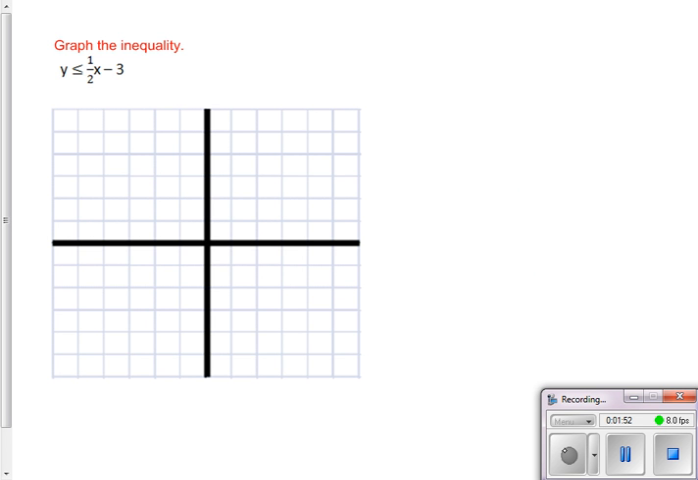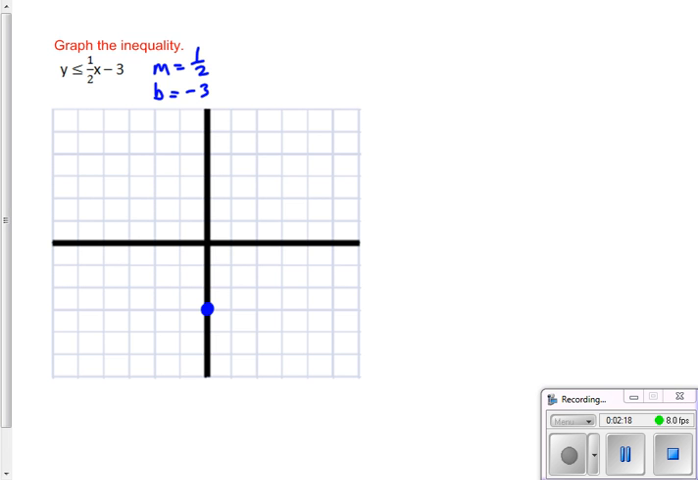So here's our first example. We have y is less than or equal to 1/2 x minus 3. This is in slope-intercept form, so we can go ahead and plot and graph right away. What I like to do is pull out my slope and my intercept. My slope is 1/2. My intercept is -3. So I'm going to plot my y-intercept. There's -3. From that point, I would use my slope.